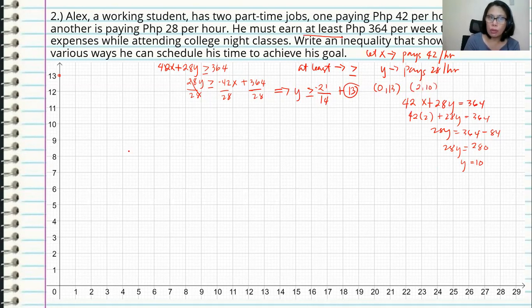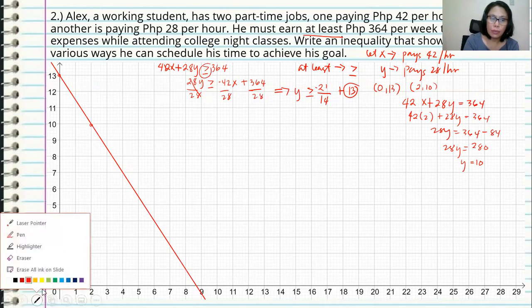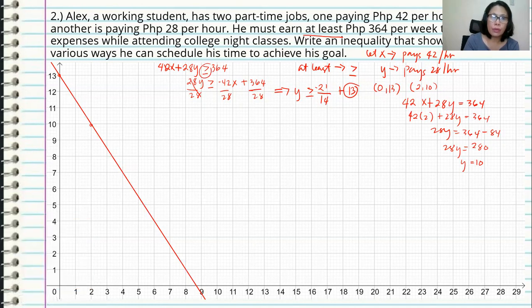So we can plot this point and connect this along with (0, 13). So we are able to connect the points and extend on both sides. So we come up with a solid line since the inequality is greater than or equal to. Now, since this is greater than or equal to, the solution set must be above the solid line. So this must be the possible solution.